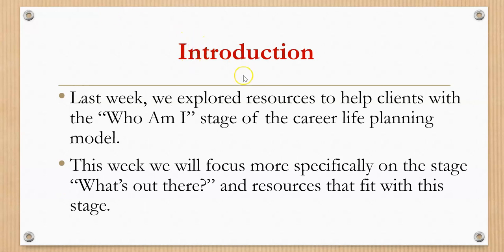Last week, we explored resources to help clients with the Who Am I stage of the career life planning model. And this week, we will just revisit Who Am I briefly just to make a connection between that stage and the PULL acronym. And then this week, we will focus more specifically on the stage What's Out There and the resources that fit with this stage.